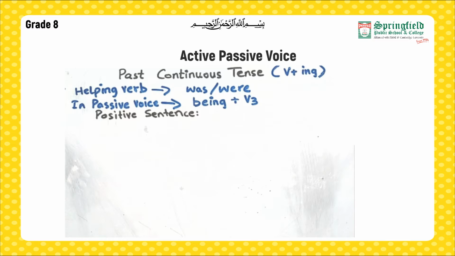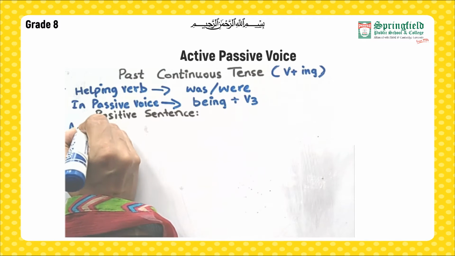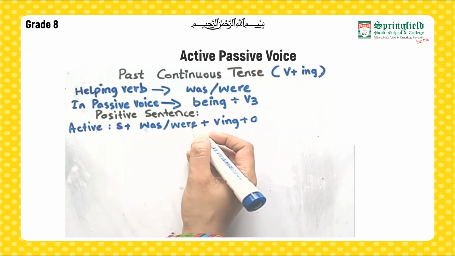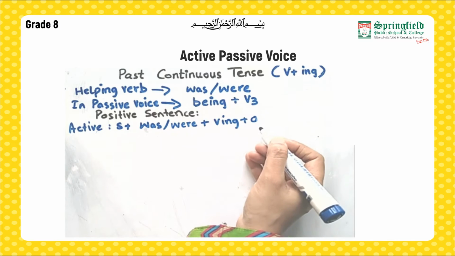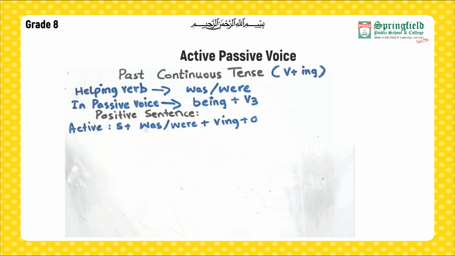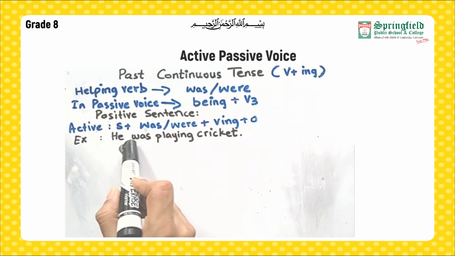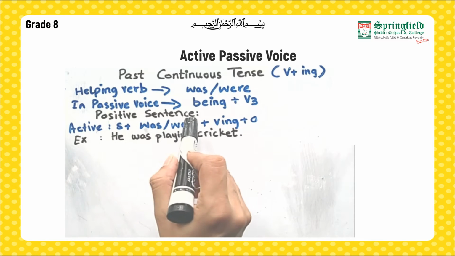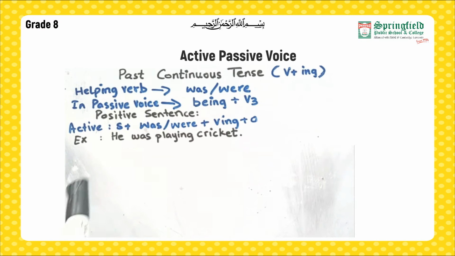The sentence formula for positive sentences in active voice would be subject plus was/were plus verb ing plus object. Now let's have an example of it. The example is, he was playing cricket. We use was because of the singular subject. So was and were are going to be used accordingly.